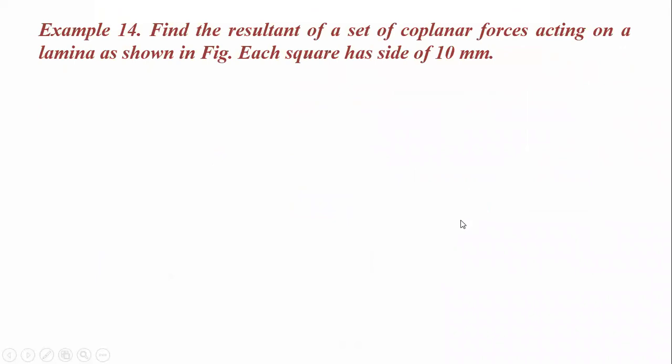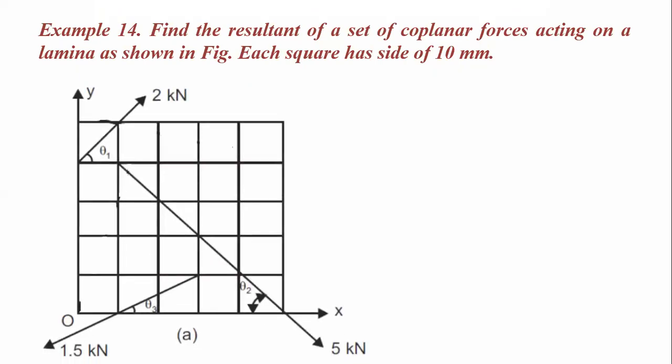Find the resultant of system of coplanar forces acting on a lamina as shown in the figure. Each square has side of 10 millimeter. Now if you see here, there are three forces acting over this lamina. One force has an intensity of 2 kilonewton and it makes an angle theta 1 over here.